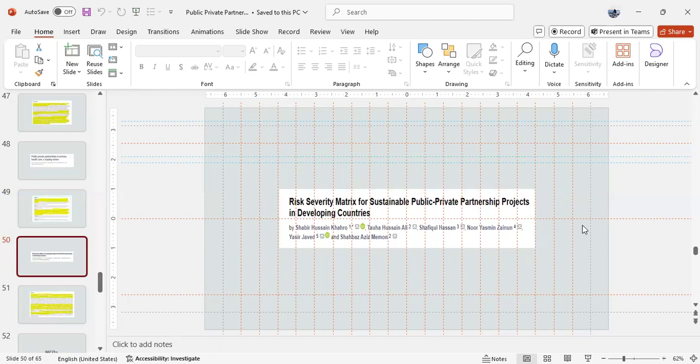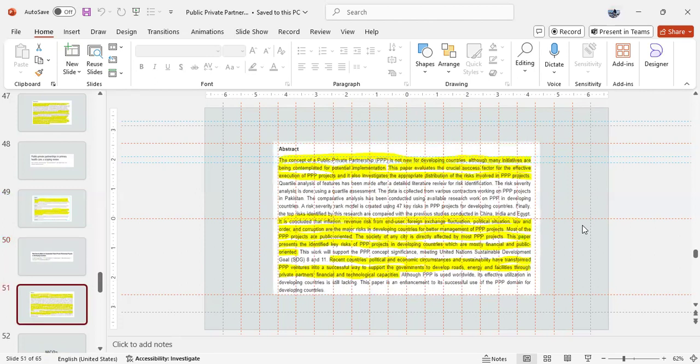Risk severity metrics for sustainable public-private partnership projects in developing countries. The concept of a public-private partnership is not new for developing countries, although many initiatives are being contemplated for potential implementation. This paper evaluates the crucial success factor for the effective execution of public-private partnership projects, and it also investigates the appropriate distribution of the risk involved in public-private partnership projects.